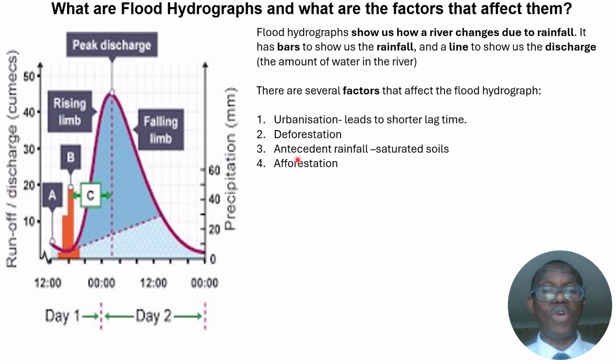Then we have what is referred to as antecedent rainfall, which is referring to rainfall events that have taken place previously to this particular rainfall event. If you had a lot of rain prior to this rainfall event, the ground is already likely to be saturated with water. As a result, this new water coming through this new rainfall event is likely not to be able to infiltrate the ground as quickly. As a result, there will be a lot more surface runoff, shorter lag time, and increased flood risk.